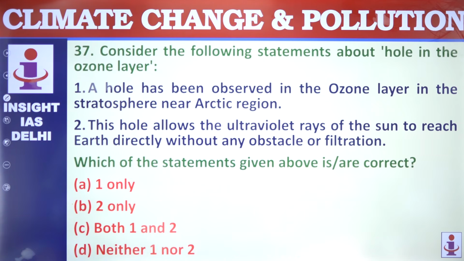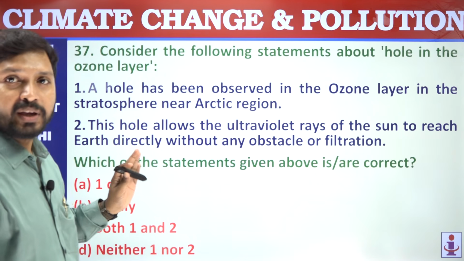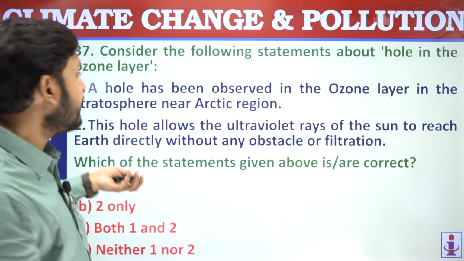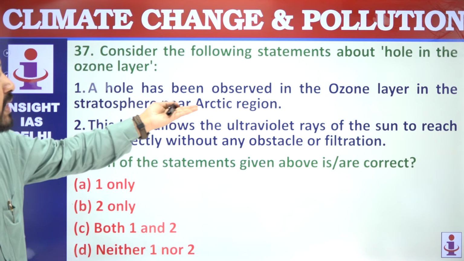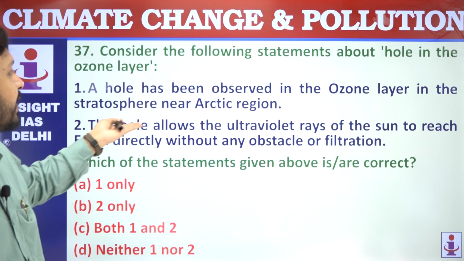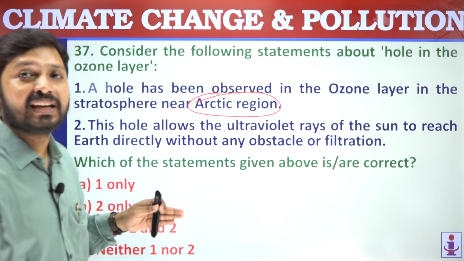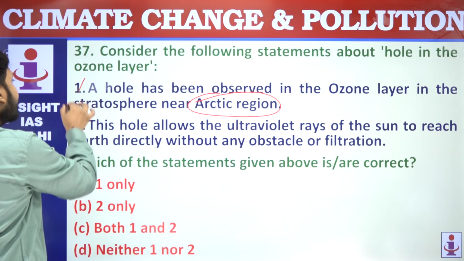Consider the following statements about the hole in the ozone layer. Earlier also I have discussed, right? The thinning of ozone is nothing but called the ozone hole. Let's see. A hole has been observed in the ozone layer in the stratosphere near the Arctic region. No, it is not near the Arctic region, but it is seen near the Antarctic region. So option 1 is wrong.